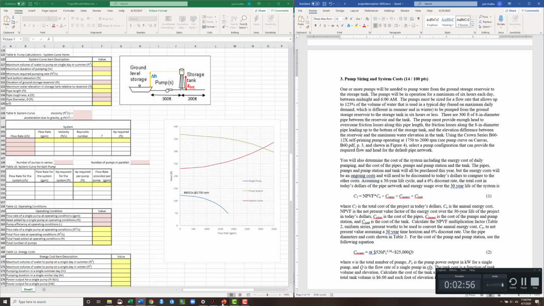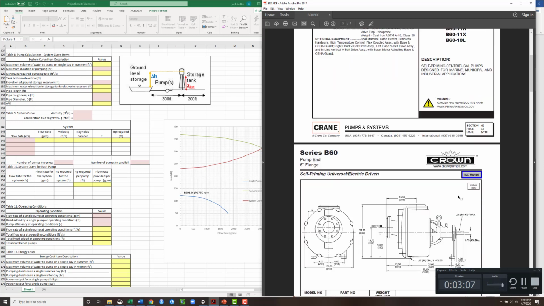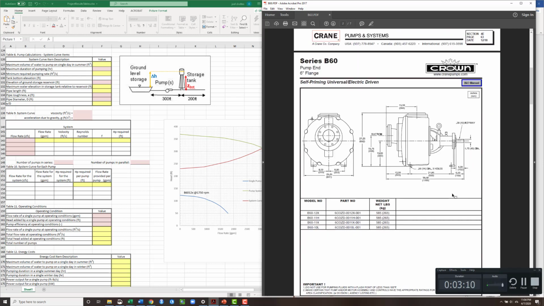Now the pump you're using is the series B60 Crown pump here. And we're using the biggest pump in this series, which is the B6012X. Here's what our pump looks like. It's a big boy. I don't know what the dimensions are here. It looks like inches. So take a look at that. It's not quite 3 feet, 2.5 feet, or a little bit over 2 feet in diameter. So we're talking about a big pump here.